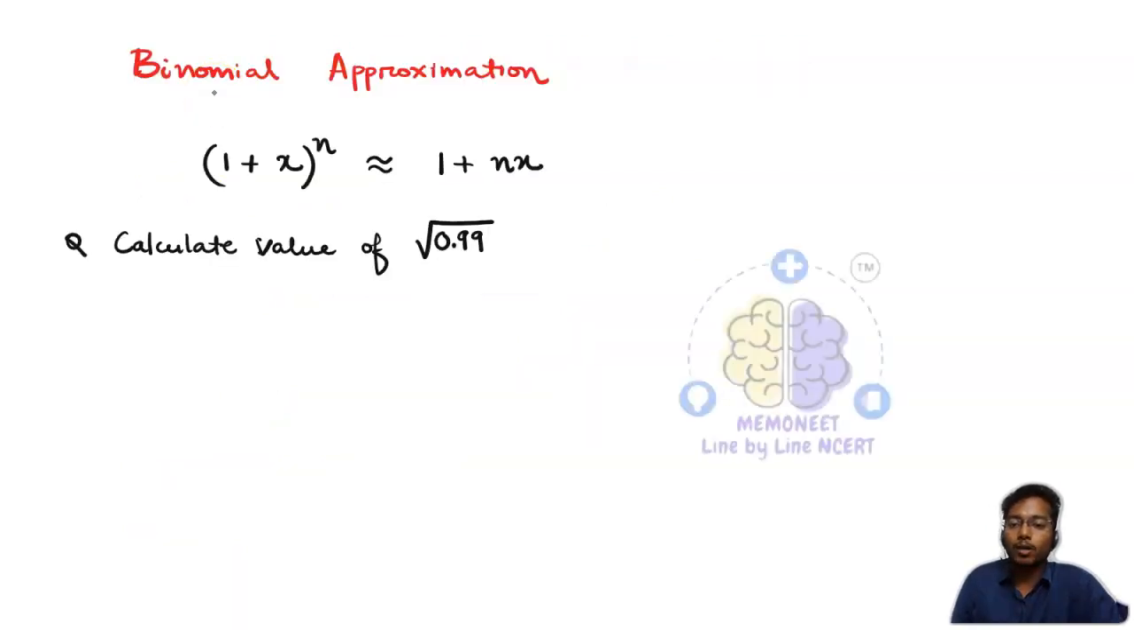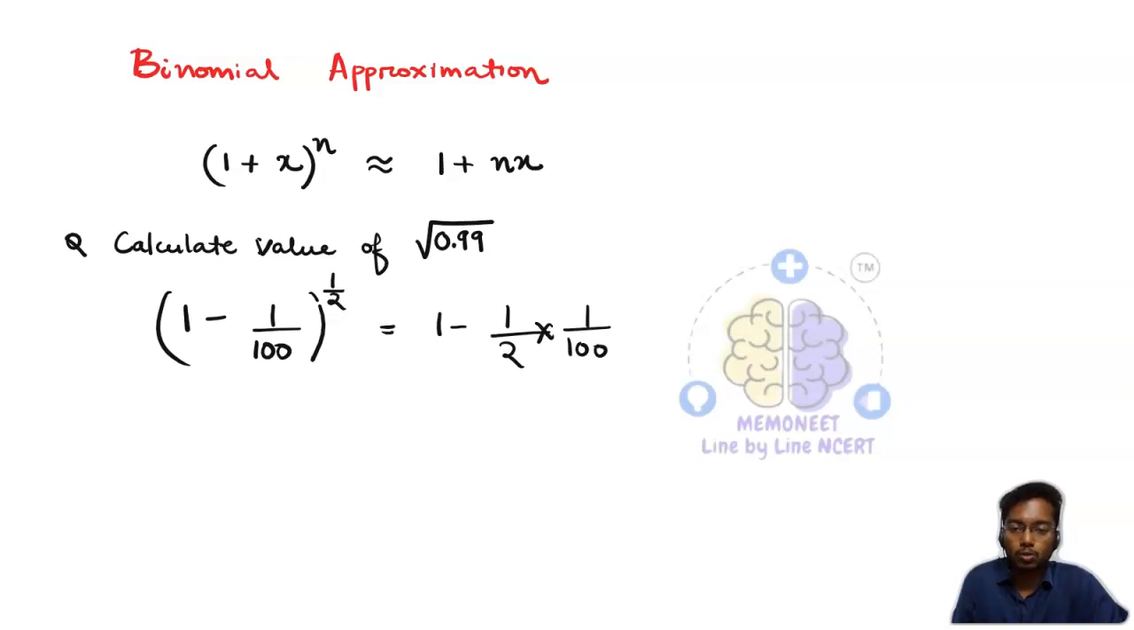Approximation: we have 1 plus x to the power n is nearly equal to 1 plus nx. Let's say we have to calculate the value of under root of 0.99. So we can write 1 minus 1 upon 100, whole to the power 1 by 2. So, on applying the binomial expression, what we will get? 1 minus 1 by 2 into 1 upon 100. So this will be equal to 1 minus 1 upon 200, that will be equal to 0.995. So this is the value of under root of 0.99.